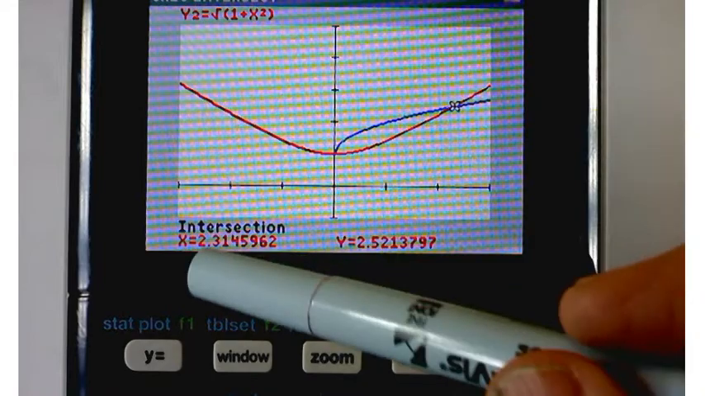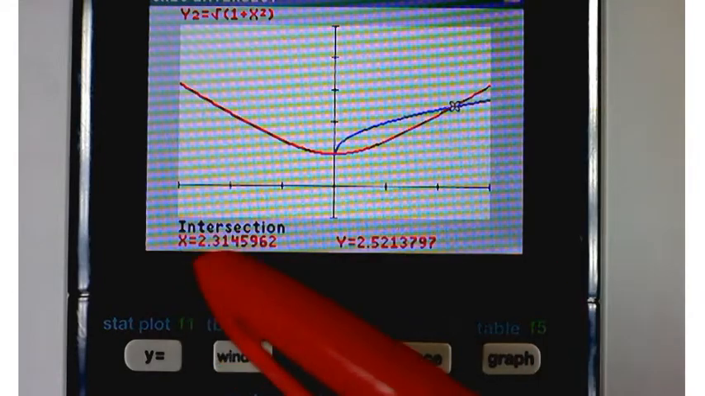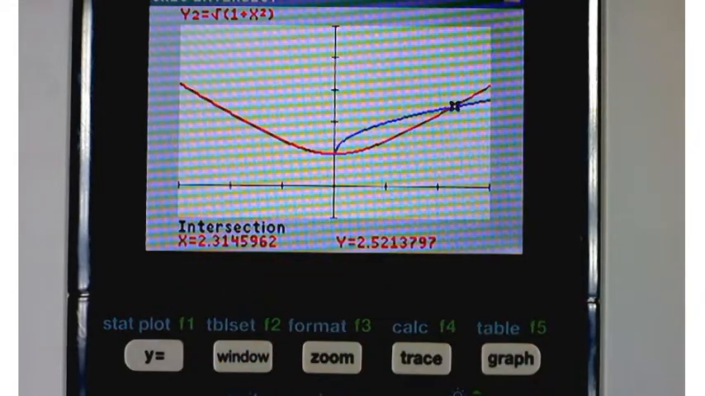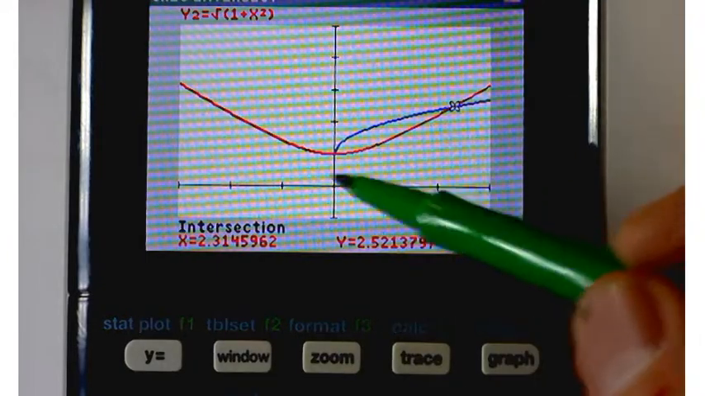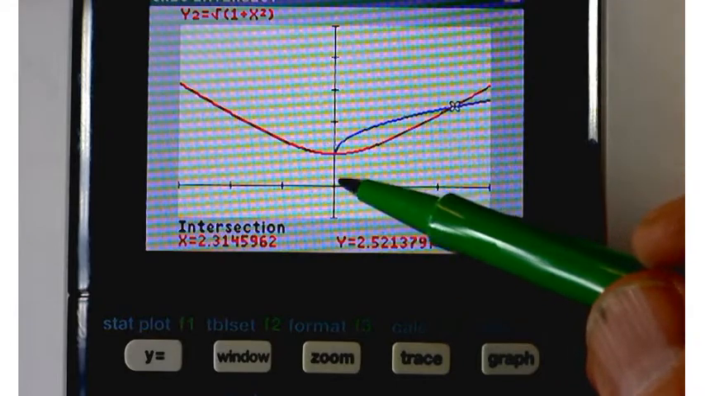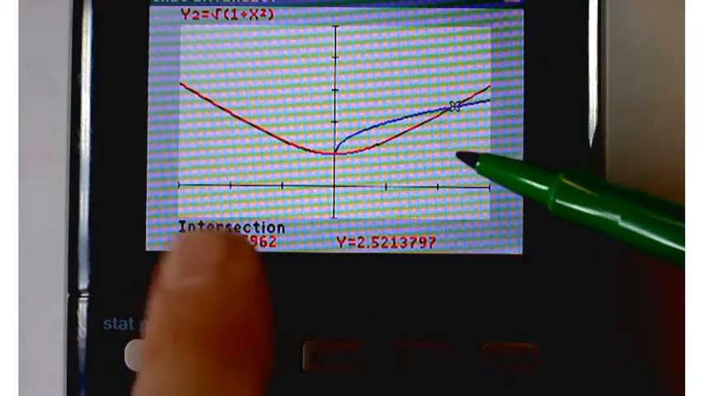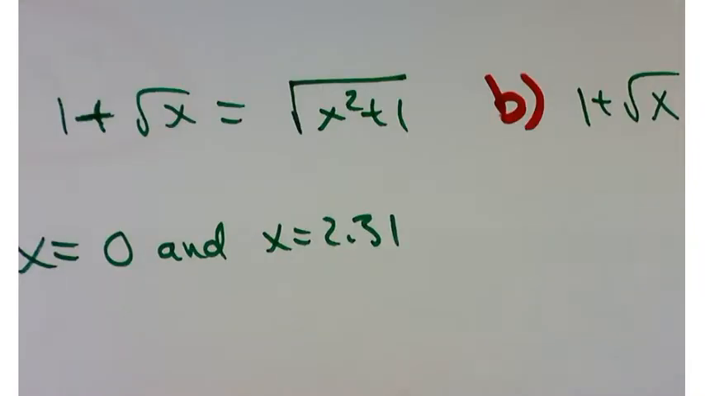Yeah, it's right down here. 2.31, et cetera, et cetera, et cetera. So if the book's asking you to find that point of intersection rounded to the nearest hundredth, it'd be about 2.31. So we've got two solutions. 0, which we can kind of look at and see, and then this one, 2.31. So x equals 0, and x equals 2.31. And I should probably put approximately.